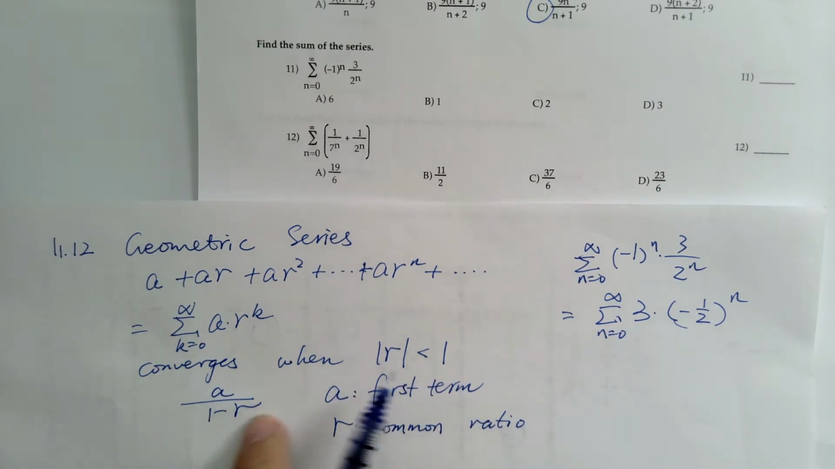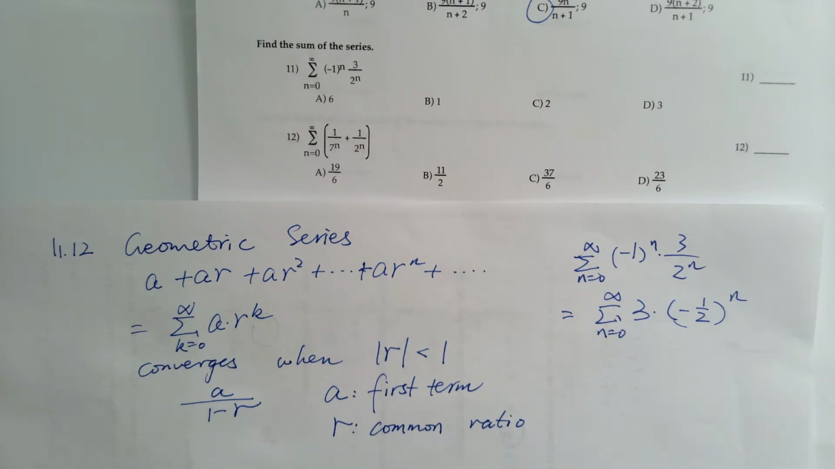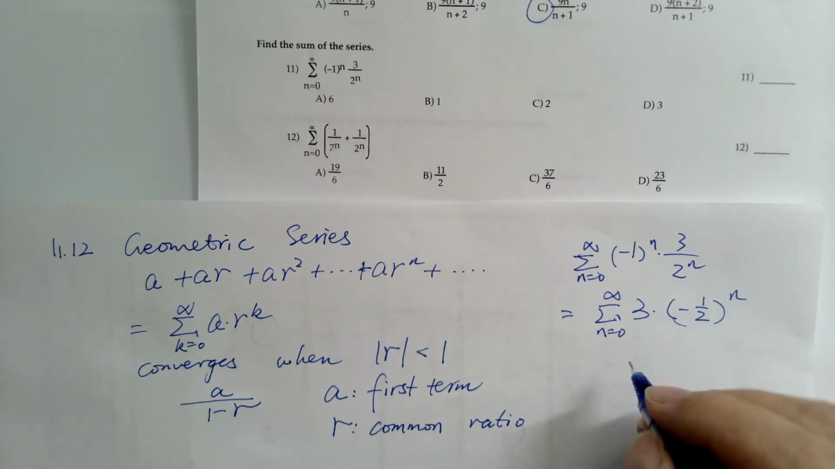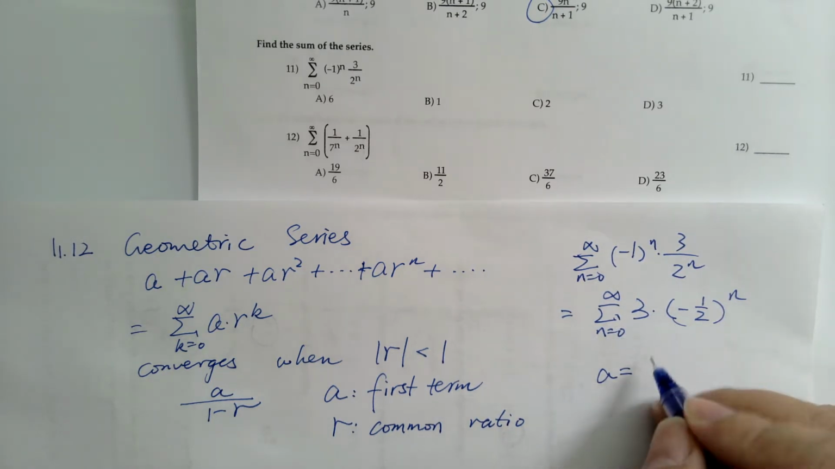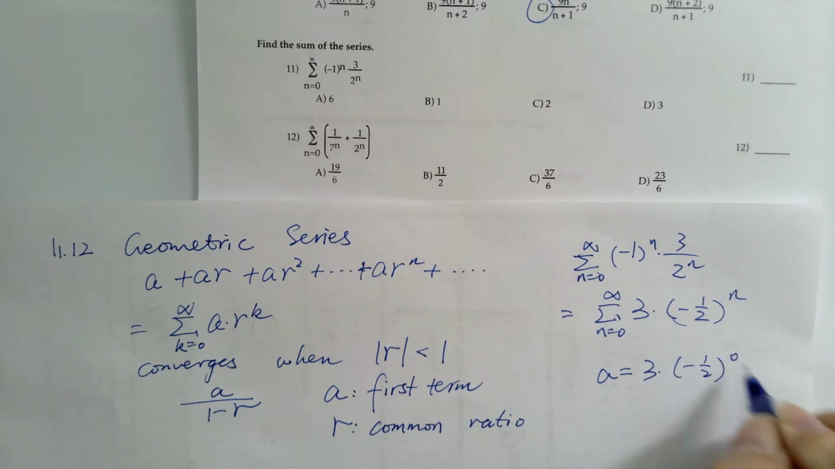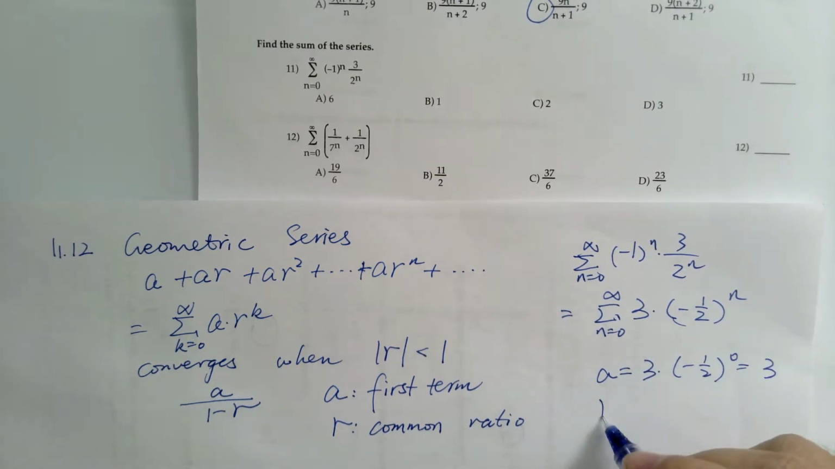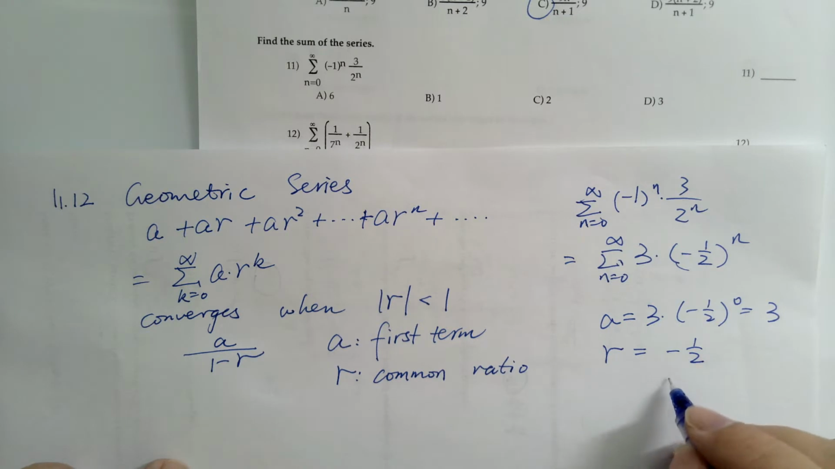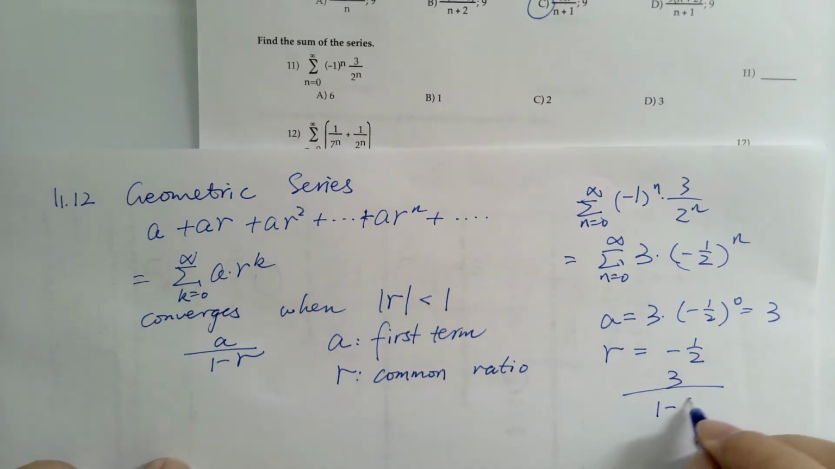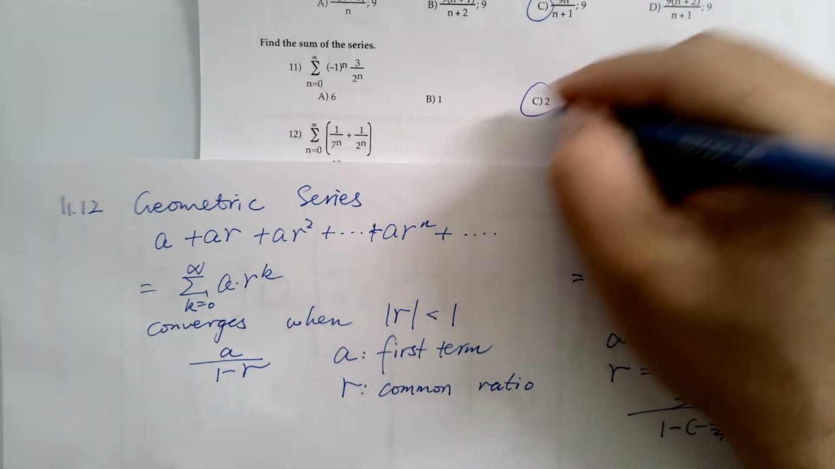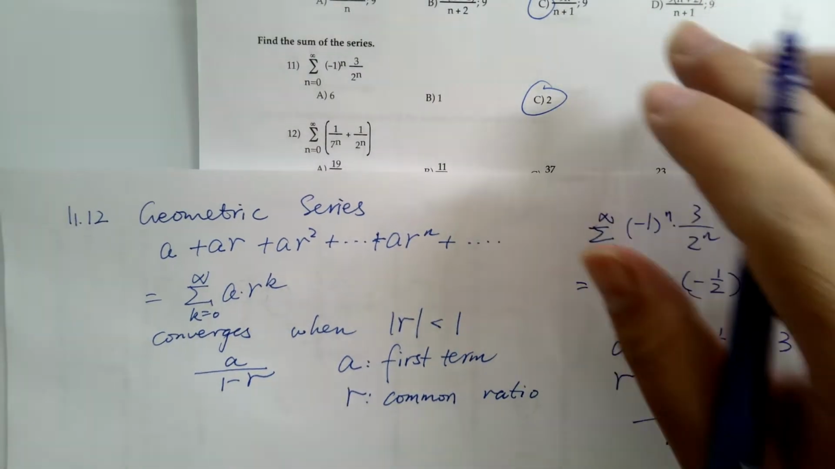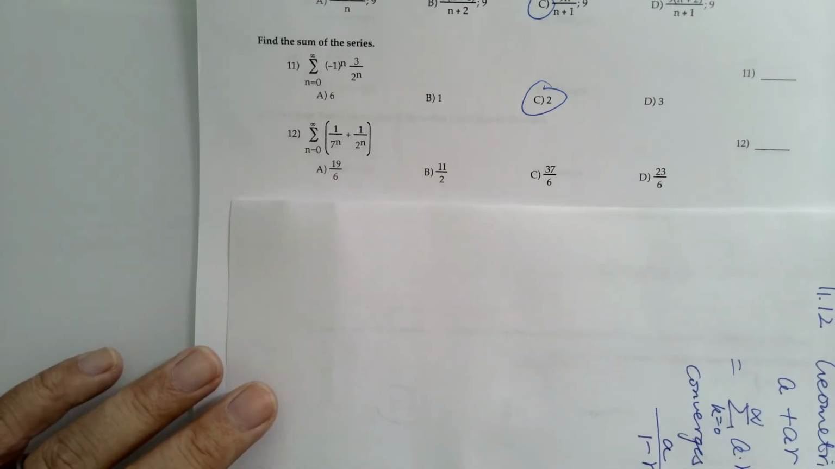So we can apply the result here. First of all, our a is the first term of the series, which is when n equals 0. So it's 3 times (-1/2) to the power 0, which is simply 3. Our r is -1/2, we know that. So it converges to 3 over 1 minus (-1/2), so it turns out this result is going to be 2. So we got a 2 here. Number 12, it's exactly the same logic here. Same logic.